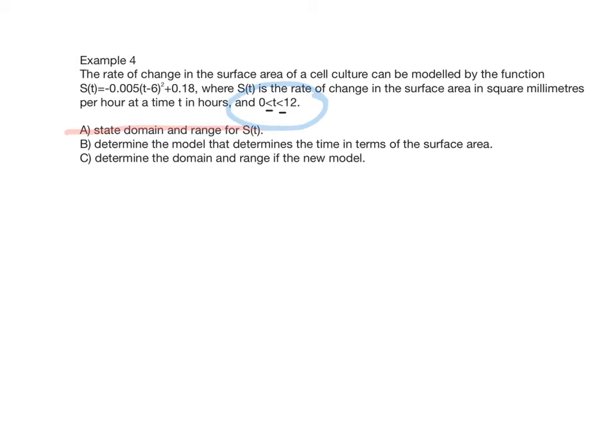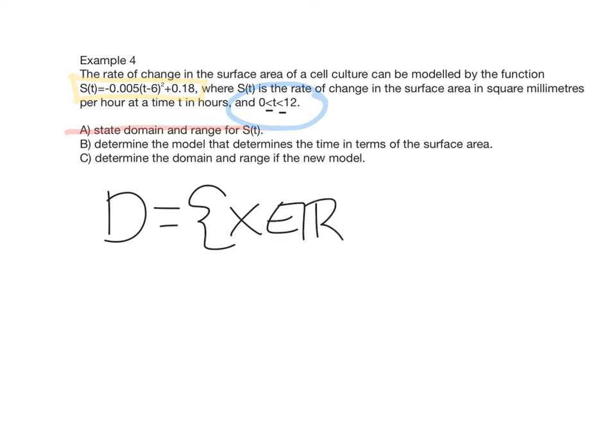Now, if we look at our equation, we can see that s at t is a quadratic equation. It's going to open down. We're going to have a vertex at (6, 0.18), and we will see that this function only exists from 0 to 12 hours. So, putting that all into context, it is a quadratic. So, for the domain, we know without a doubt that t will be an element of the real number system.